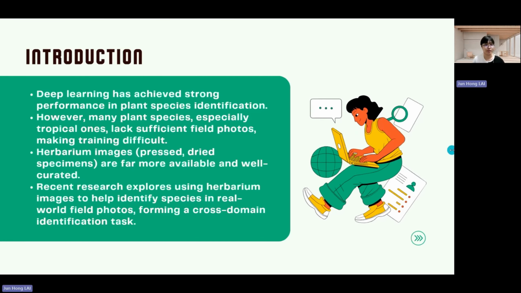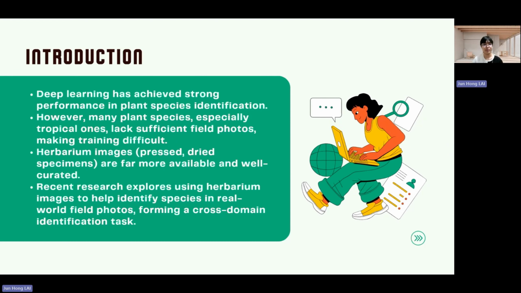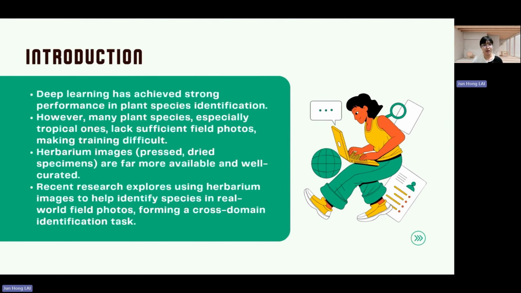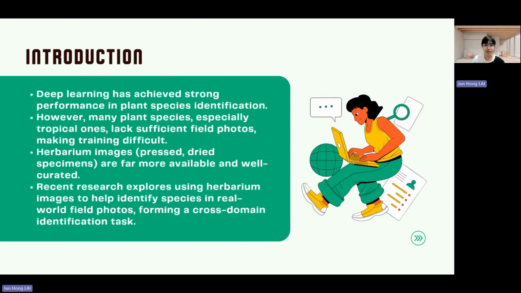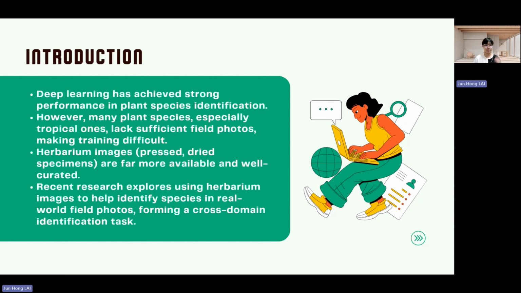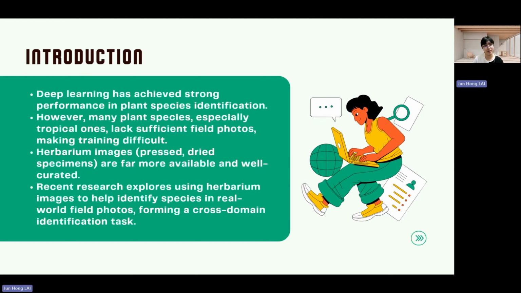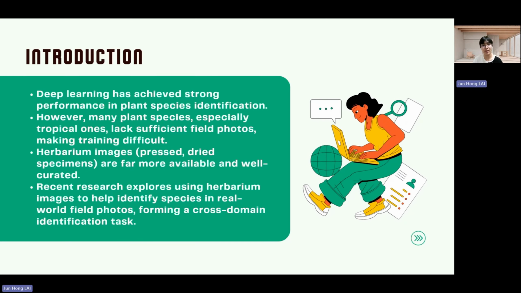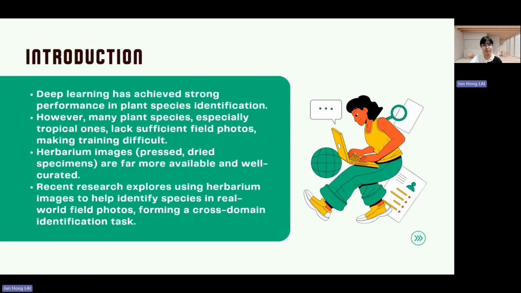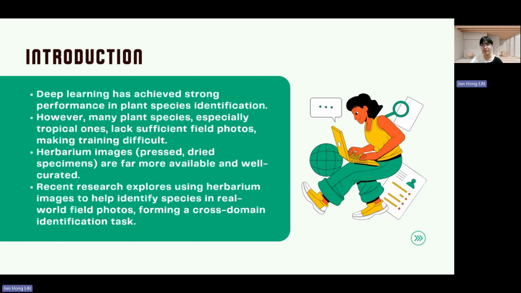To start off, we have our introduction. Deep learning has achieved strong performance in plant species identification. However, many plant species, especially tropical ones, lack sufficient field photos, making training difficult. Herbarium images, which are pressed dry specimens, are far more available and well curated. Recent research explores using Herbarium images to help identify species in real-world field photos, forming a cross-domain identification task.